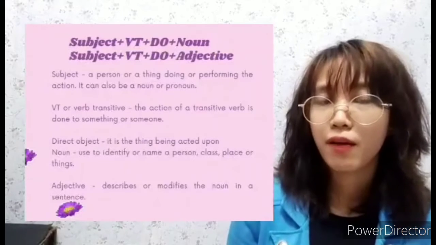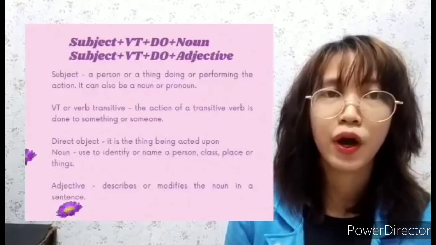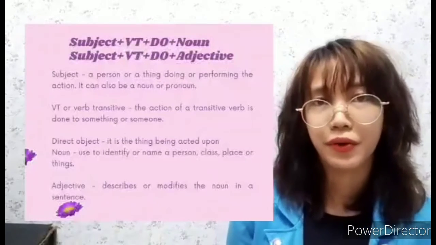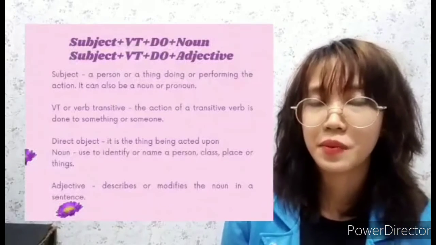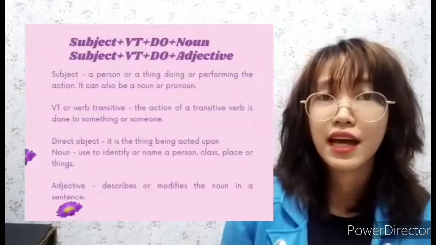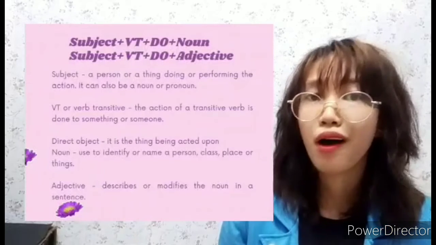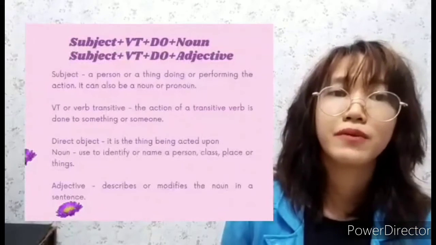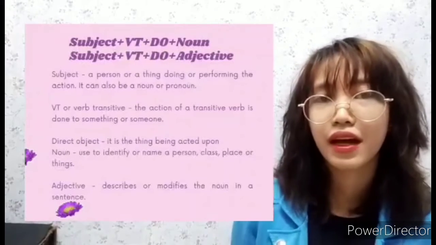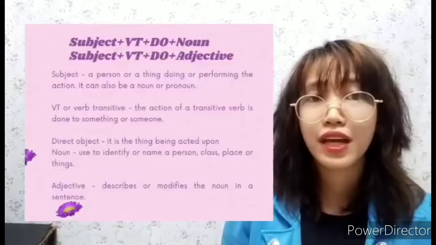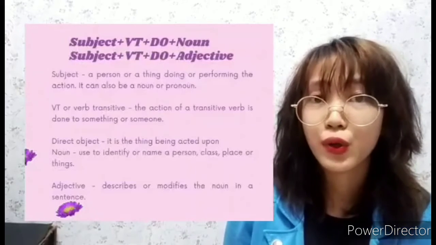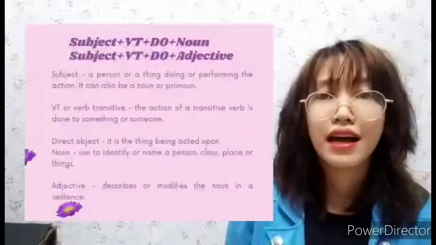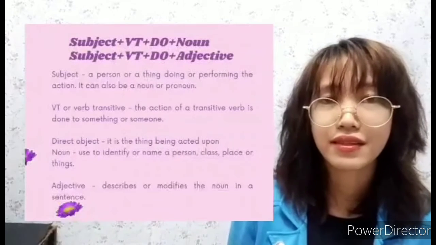Next is direct object. It is a word or a phrase denoting the receiver of the action of a verb. It is the thing that is being acted upon. It answers the question what or whom. Then adjective. It modifies or describes a noun. Lastly, noun is used to identify or to name people, class, places, or things.